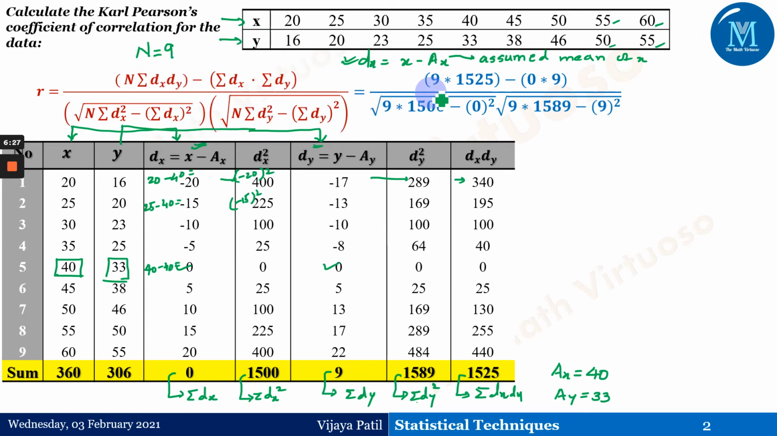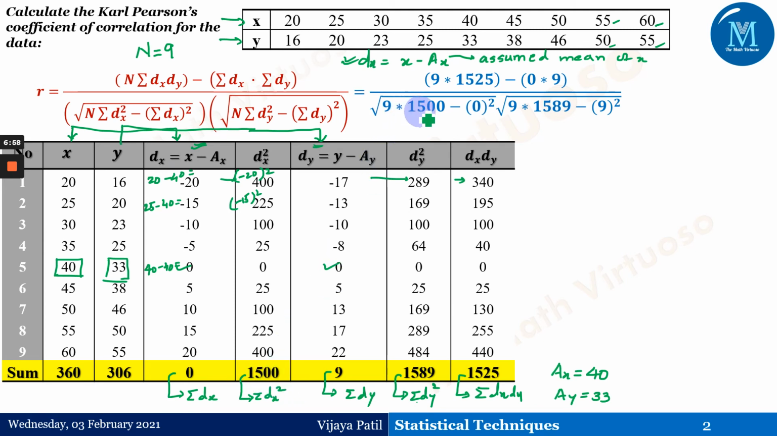So the value of capital N is 9, into summation of dx dy, which is 1525, minus summation of dx. If you observe here, the summation of dx here has come out to be 0. So the reduction of this particular calculation has been done. So it's 0 into 9, summation of dy we have got as 9 over here, divided by capital N, which is 9, into summation of dx square. Now summation of dx square, we have got as 1500.